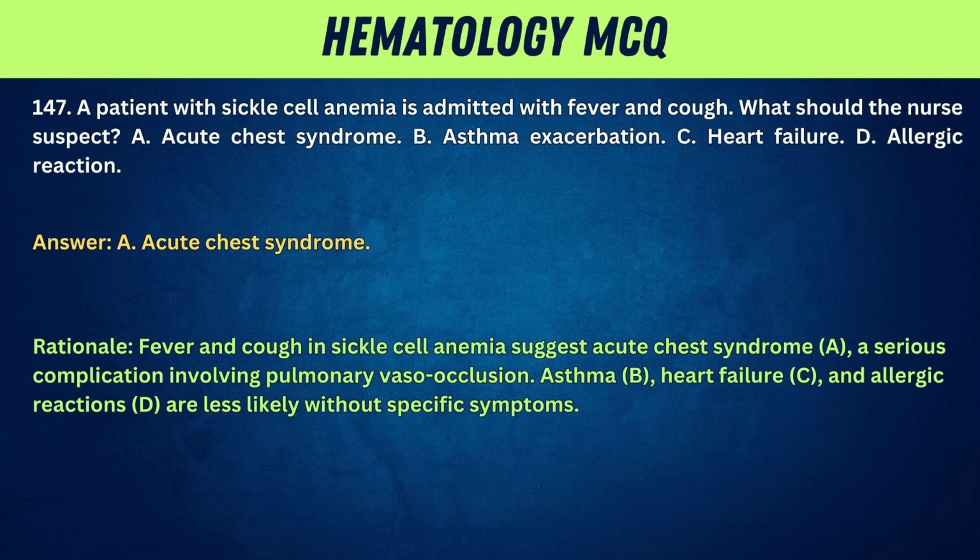What should the nurse suspect? A. Acute chest syndrome. B. Asthma exacerbation. C. Heart failure. D. Allergic reaction. Answer: A. Acute chest syndrome. Rationale: Fever and cough in sickle cell anemia suggest acute chest syndrome, a serious complication involving pulmonary vaso-occlusion. Asthma, B, heart failure, C, and allergic reactions, D, are less likely without specific symptoms.